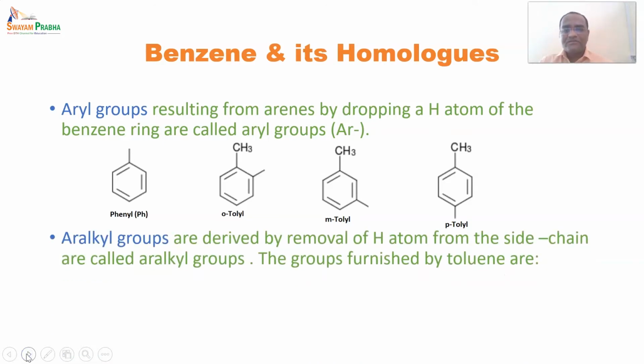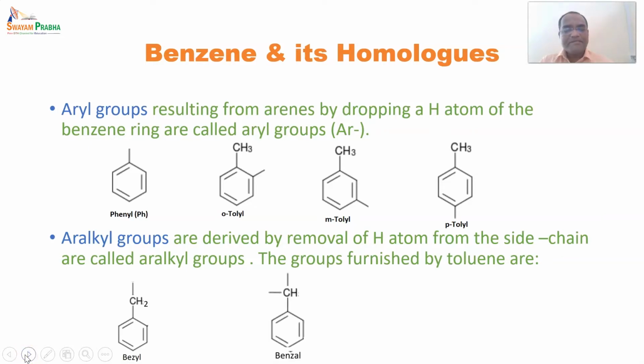After that, the next class of benzene and its homologues, that is aryl alkyl groups. So aryl alkyl groups are derived by removal of a hydrogen atom from the side chain. The groups furnished by toluene are such a kind of structure, which is said to be a benzyl. So it is having an alkyl.